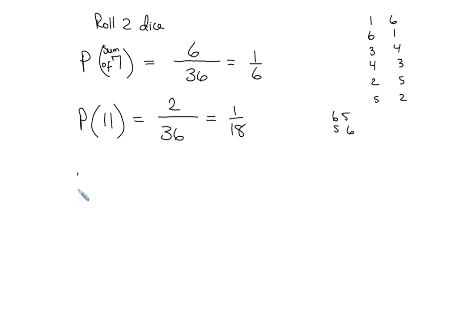What about something like the probability of getting an 8? So 2 and 6, 6 and 2, 3 and 5, 5 and 3, 4 and 4. We don't need to flip-flop that one because it's still 4 and 4, right? It's the same outcome. So there's how many altogether?